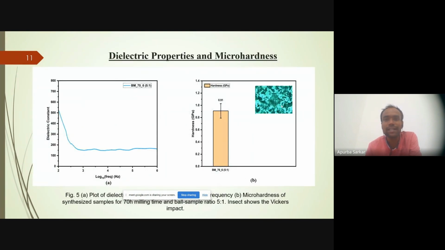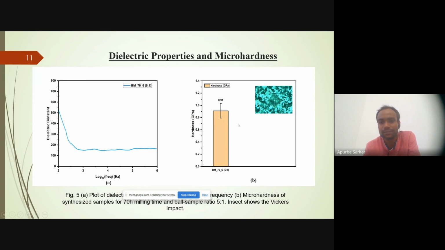We also analyzed the dielectric constant and micro hardness. The figure shows the dielectric constant versus frequency curve. Initially the dielectric constant decreases with the frequency up to 1000 Hertz. Then it remains constant throughout the higher frequency, which confirms the semi-conducting nature of this material.